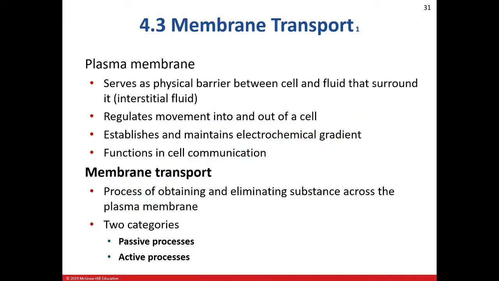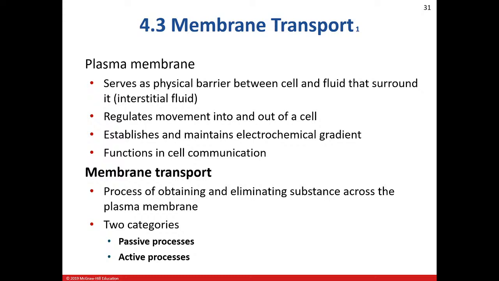So moving on. We've mentioned the plasma membrane is a physical barrier between the cell fluid and the tissue fluid. Okay? Between the cell fluid and the interstitial fluid. And it regulates movement into and out of the cell. It establishes and maintains electrochemical gradients. I mentioned the sodium potassium ATPase earlier. That's the sodium potassium pump. It pumps sodium out of the cell and potassium in, but it pumps 3 sodiums out for every 2 potassiums it pumps in. And when it does that, it makes the outside of the cell more positive than the inside.